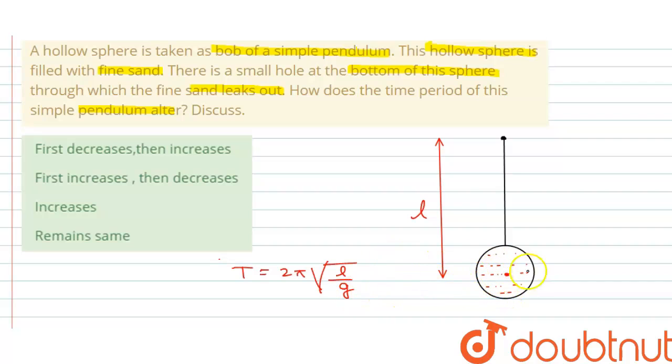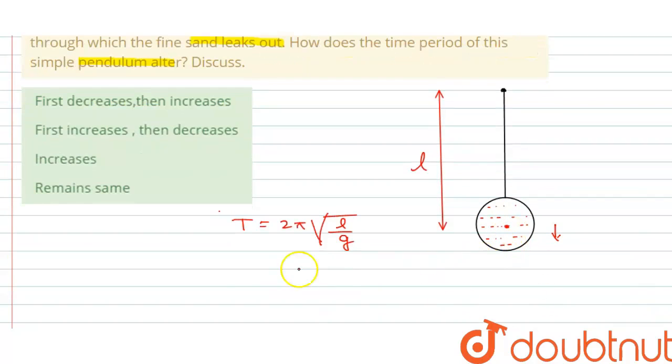This is time period of this simple pendulum. Okay, now when level of sand starts falling down, then in that case this center of mass will also fall down, and in that case length will increase. When center of mass falls down, then length will increase. In that case time period will also increase.